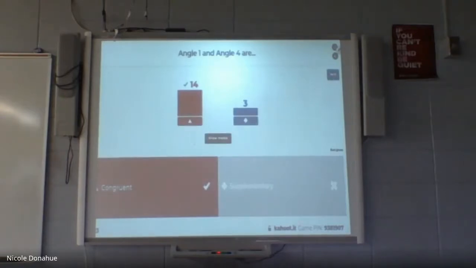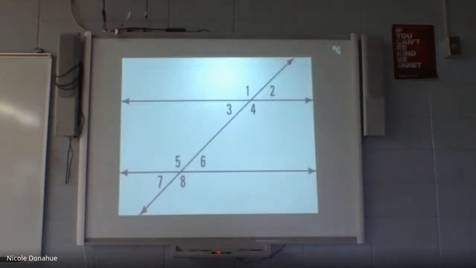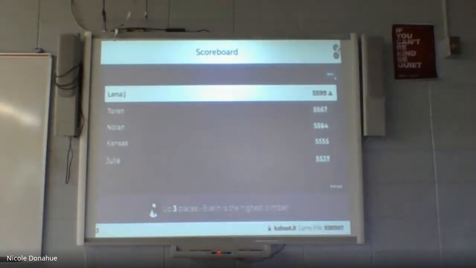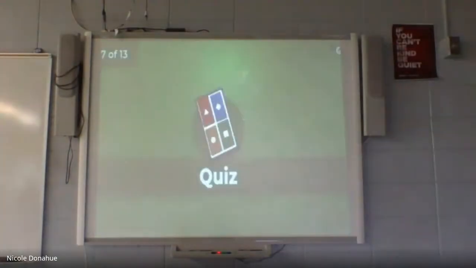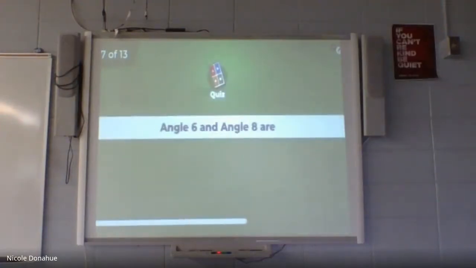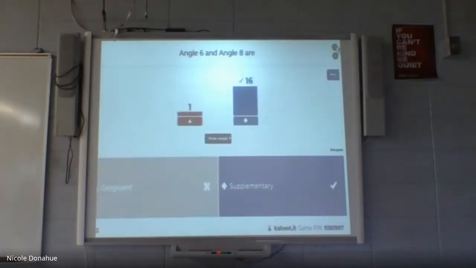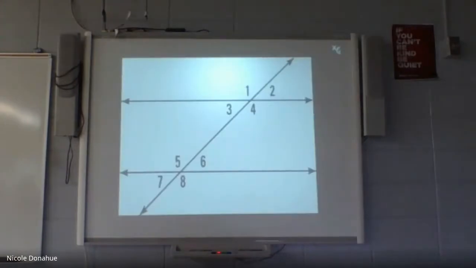So do you guys remember what congruent means? Congruent means what? Equal. Supplementary means they add to 180. So since those are across from each other, they'd be congruent. So those are a linear pair, so they would add to 180.